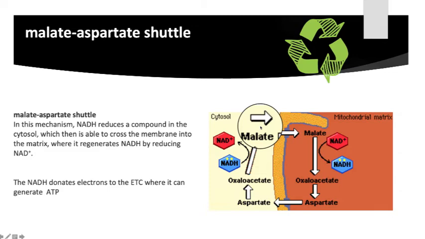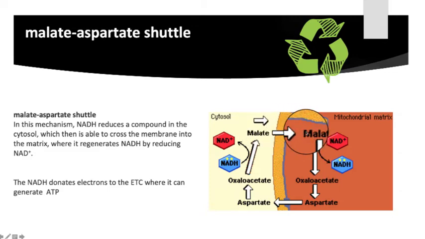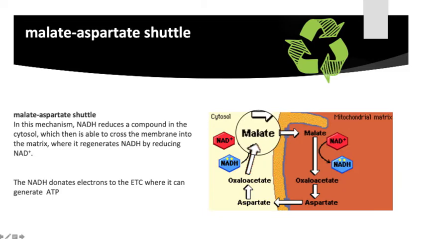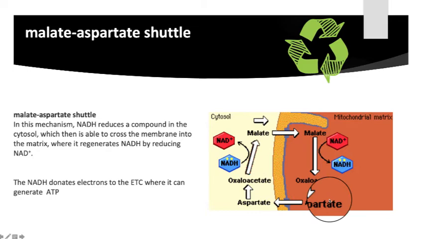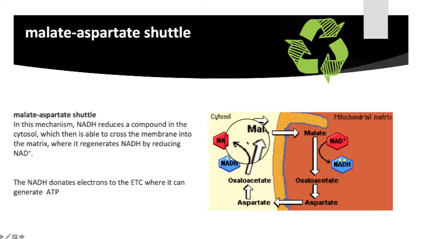So for the hydrogen to get in, it has to do it through the form of malate. And then for the malate shuttling system to get out, it has to be converted into aspartate, which then can leave. And then aspartate can then be converted back into malate. So very, very cool system.